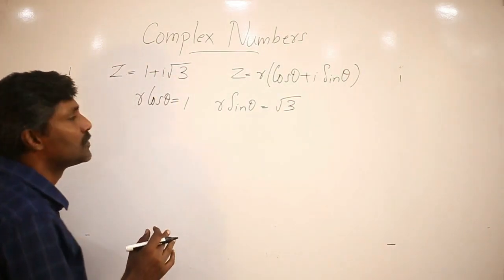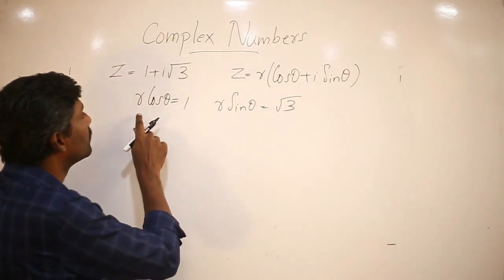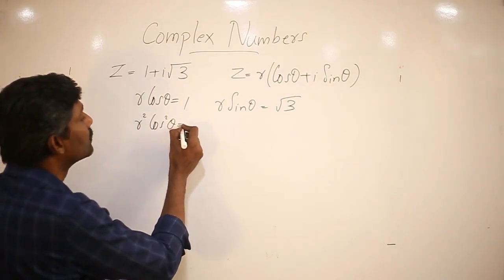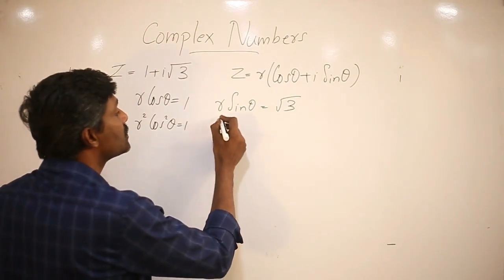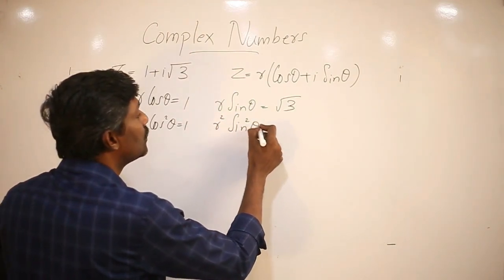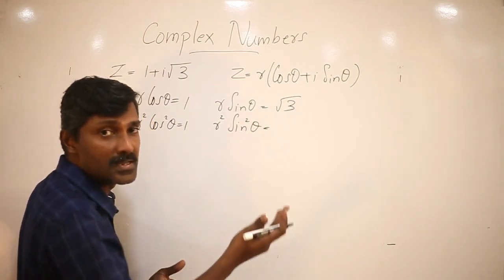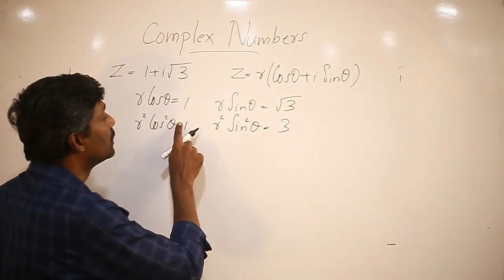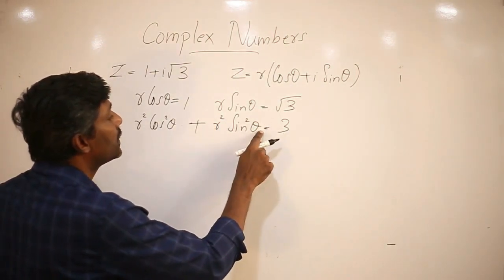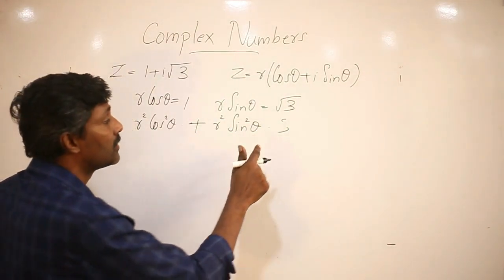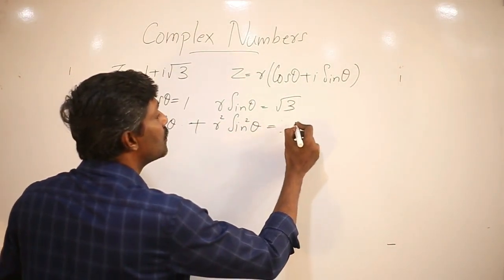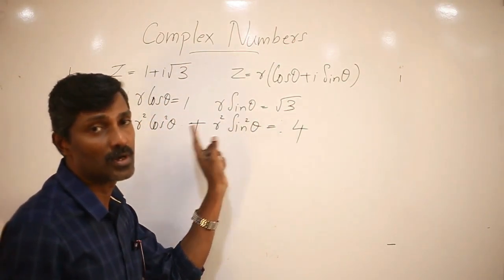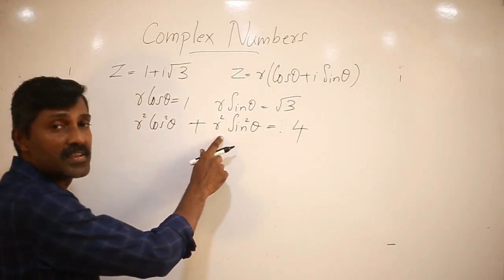Clear? Now just square these two and add them. Squaring, you get r square cos square theta is equal to 1, and r square sine square theta is equal to, what is the square of root 3? It is 3. Now add these two. 1 plus 3, so I get 4. So r square cos square theta plus r square sine square theta is equal to 4. R square is common here.